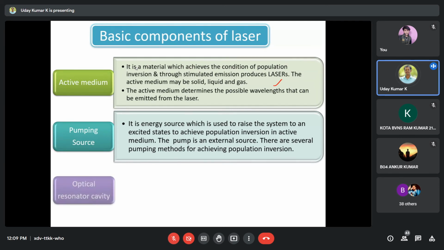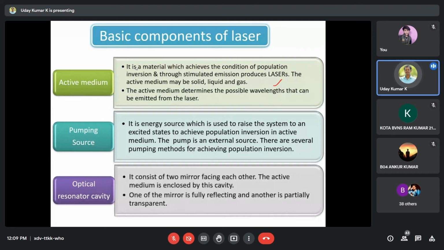And the third one is the optical resonator cavity. This is another important component. What is the optical resonator cavity? Like I have shown you in the video, once you get the active medium and pumping source, population inversion is achieved. Then you get the stimulated emission process, and after that the photons are emitted. Once the photons are emitted, all the photons travel in the same direction.